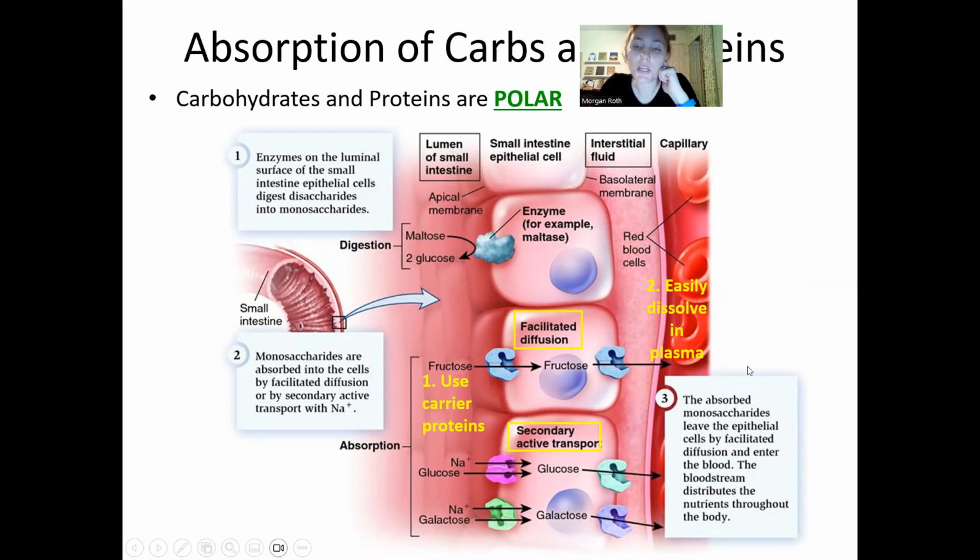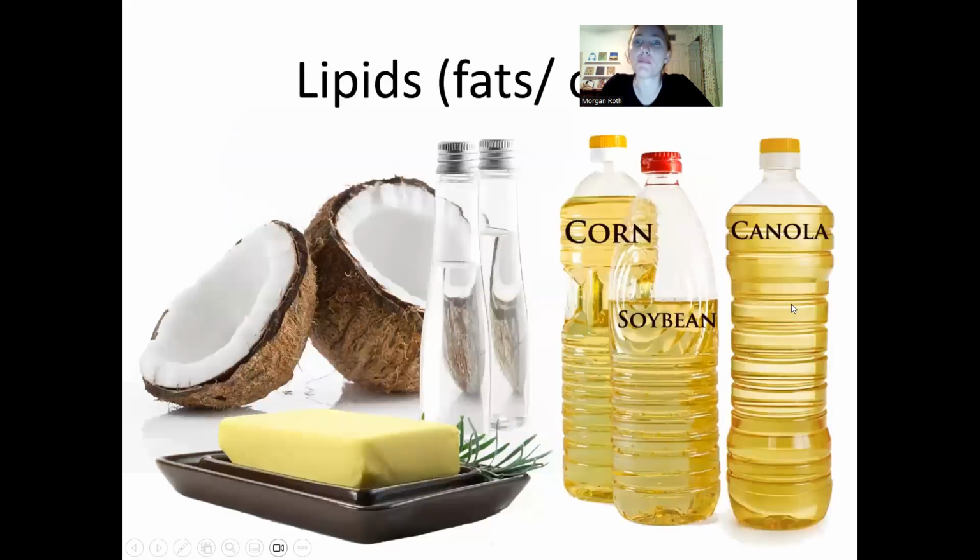But the good news is because they are polar, they are going to easily dissolve in the plasma. What's plasma? Mostly water, and water is polar, and like dissolves like. So because the plasma is polar, these carbohydrates and proteins are also polar, so they easily just dissolve into the plasma so they can be transported to the cells in the plasma. And I say like that because it's going to become much more complicated when we talk about lipids, because lipids, and specifically triglycerides, they are nonpolar.